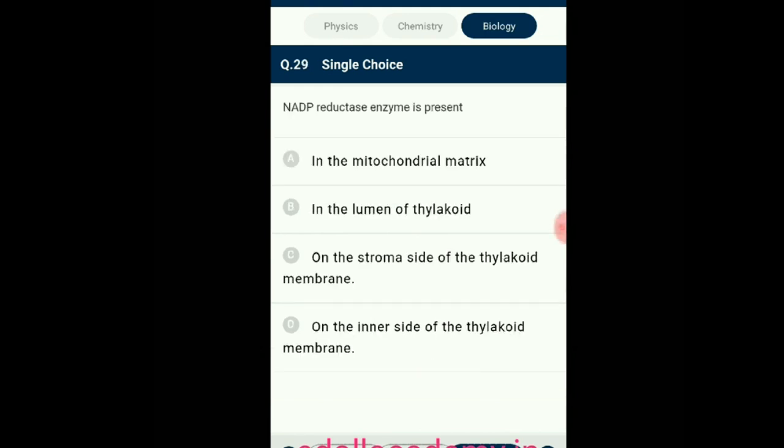Question number 29. Where is the NADP reductase enzyme present? The NADP reductase enzyme is located on the stromal side of the membrane, along with electrons that come from the acceptor of electrons of PS1. Protons are necessary for the reduction of NADP to NADPH2. These protons are also removed from the stroma. So the answer for this question is option C. NADP reductase enzyme is present on the stroma side of the thylakoid membrane.